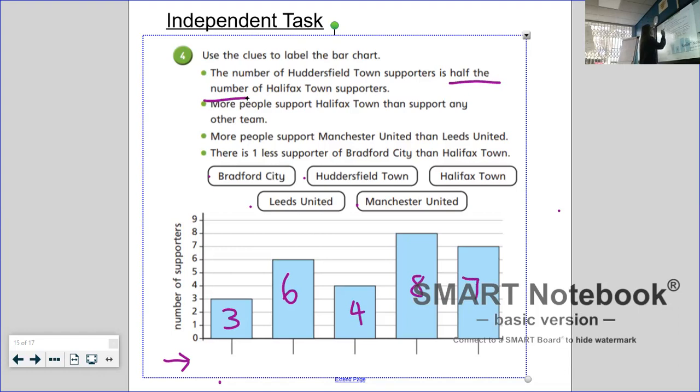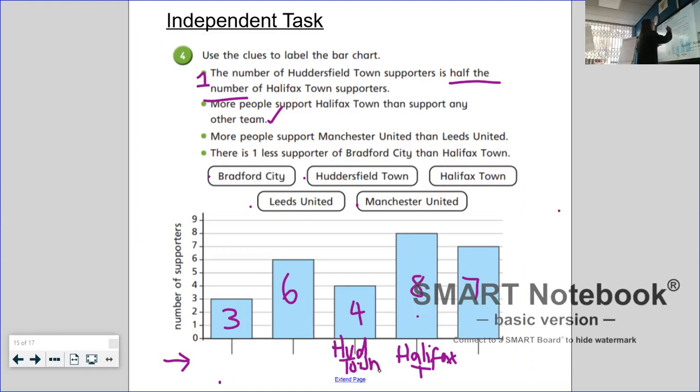I'm going to look at this one. More people support Halifax Town than any other team. Well, that's easy. That must be number 8 there. So this must be Halifax Town, because I know that is the one that has the most supporters. Then I can go back to the first one now. The number of Huddersfield Town supporters is half the number of Halifax Town. Well, I know this is Halifax Town. Half of that number is 4. So this is Huddersfield Town. I'm just going to write Hud Town.